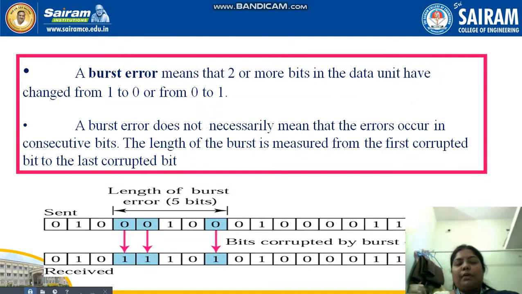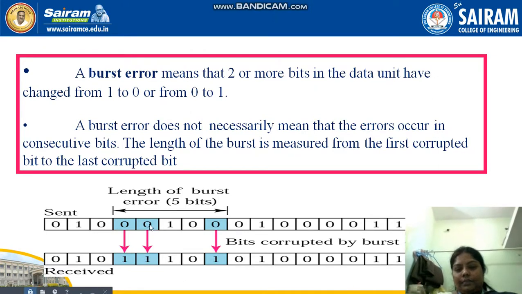The next one is the burst error, meaning two or more bits. In a single bit error, only one bit is replaced: if it is 0 we replace it with 1, and if it is 1 we replace it with 0 at the receiver side. That is the single bit error. But a burst error means the data unit contains two or more bits that change from 1 to 0 and 0 to 1.